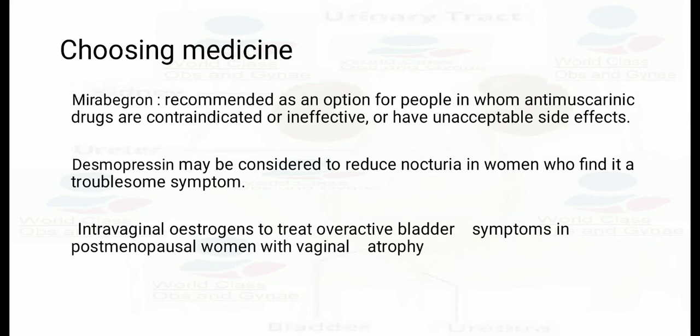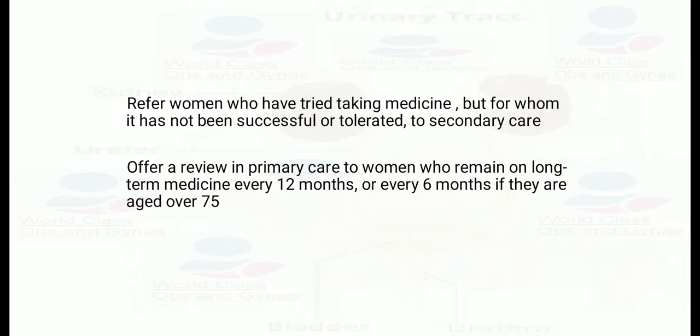Desmopressin may be considered to reduce nocturia in women who find it a troublesome symptom. Intravaginal estrogen is prescribed to treat overactive bladder symptoms in the postmenopausal woman with vaginal atrophy. Refer women who have tried medicine but for whom it has not been successful or tolerated to a secondary care setting. Offer a review in primary care to women who remain on long-term medicine every 12 months, or every 6 months if they are aged over 75.